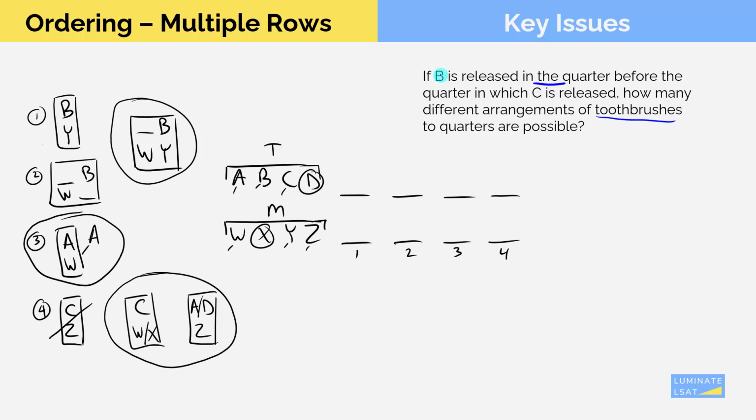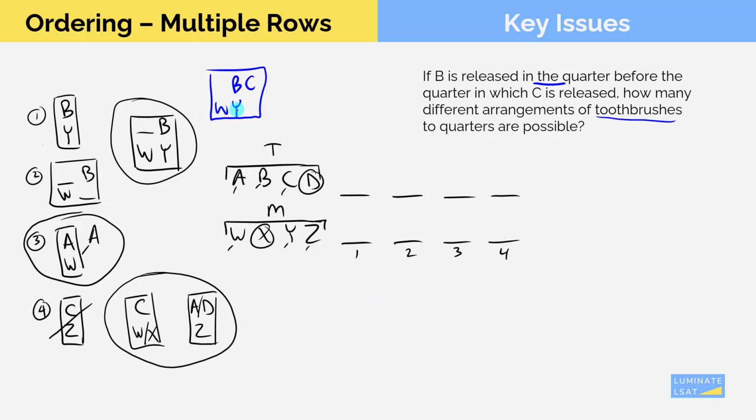Let's start with the condition. B and C are both toothbrushes, so visually this means B is going to be immediately to the left of C, because it's in the quarter before it. Now we have a rule about B. The B has to go with Y as the mouthwash, and W will go immediately before this. So we actually have a really big block here. And since we have a really big block here, it makes sense to think about where this block can go.